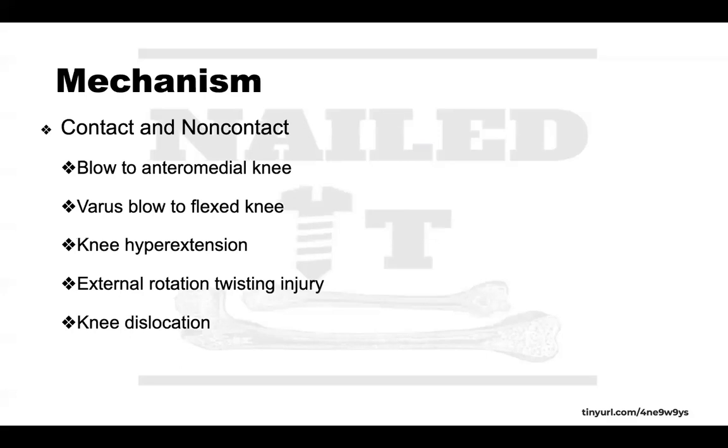Looking at mechanisms, what we look at for every knee ligamentous injury, you have contact and non-contact injuries. Thinking about the direction of the force, this is going to be a blow to the anteromedial knee, putting stress on that posterolateral corner. And then also a varus blow to a flexed knee. Hyperextension injuries are big, as well as external rotation twisting injuries. And the big one to really watch out for is knee dislocations, especially for multiligamentous injuries.